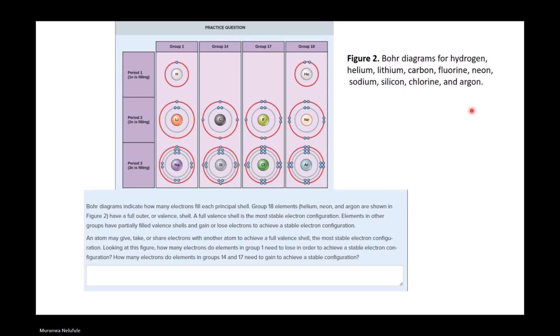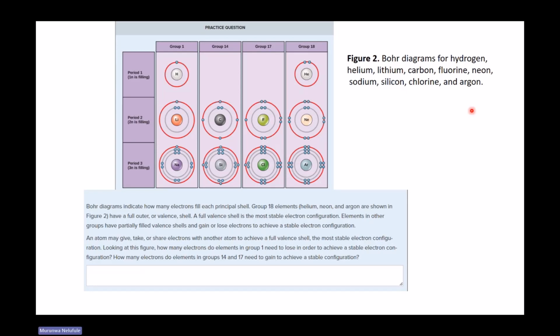Well, I think group 18 doesn't need to gain. They are stable. Group 17, they need to gain two electrons to achieve this stable configuration. And group 1, they need to donate. No, the question said they need to lose. They need to lose. How many? The issue is how many, group 1. They need to lose 1.